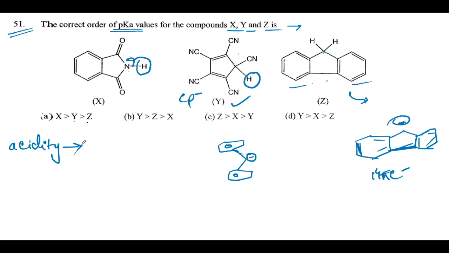So what is the order of acidity? It's going to be Y greater than X greater than Z. Z is the last, guys. We call this effect as ring annihilation effect.